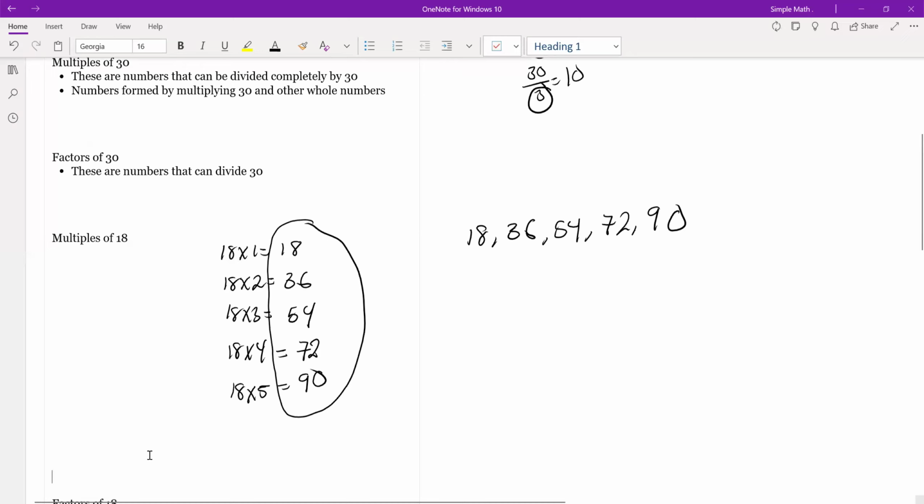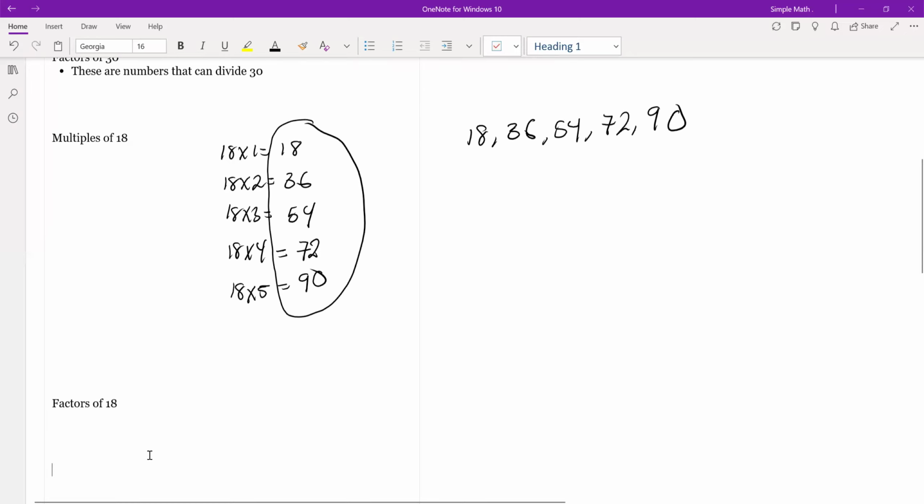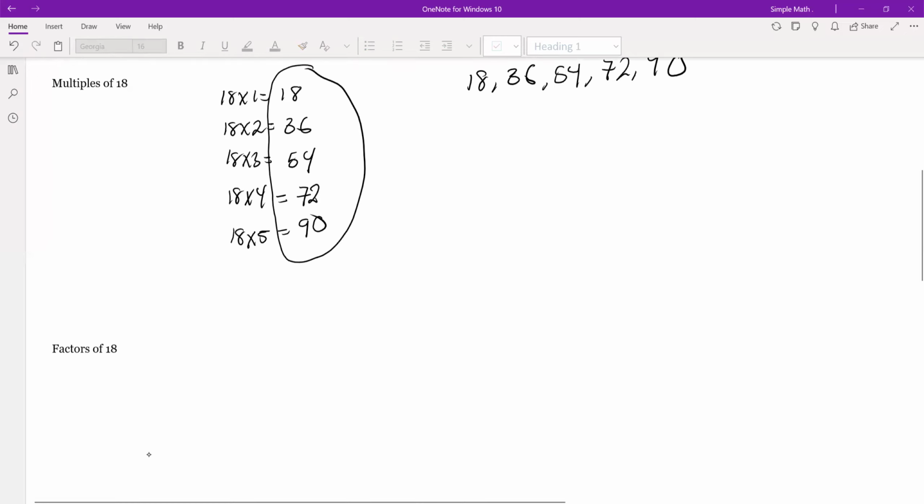Okay. Now, when we talk about the factors of 18, the numbers that can divide 18. Obviously 18 is an even number, so you know that 2 is going to be there. So factors of 18, we always start with 1. 2, because it's an even number. 3, because 18 divided by 3 is 6. Next number will be 6.